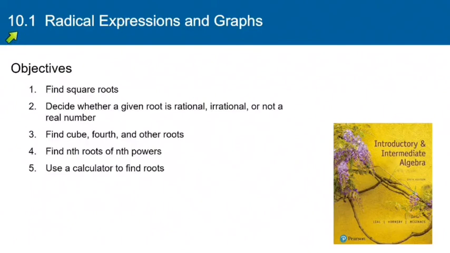Today we are in section 10.1 and we're starting our final chapter of the course. We're going to do sections 10.1 through 10.5 and that's going to finish up the course for us. And so today we're talking about radical expressions, and these are the things we're going to tackle.